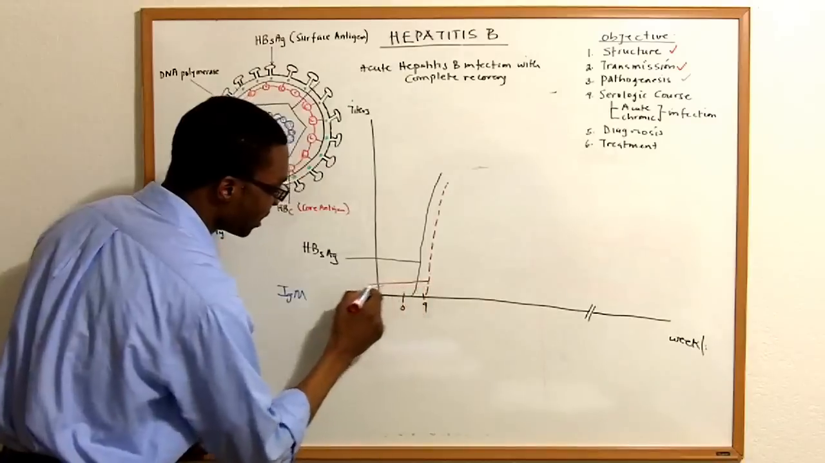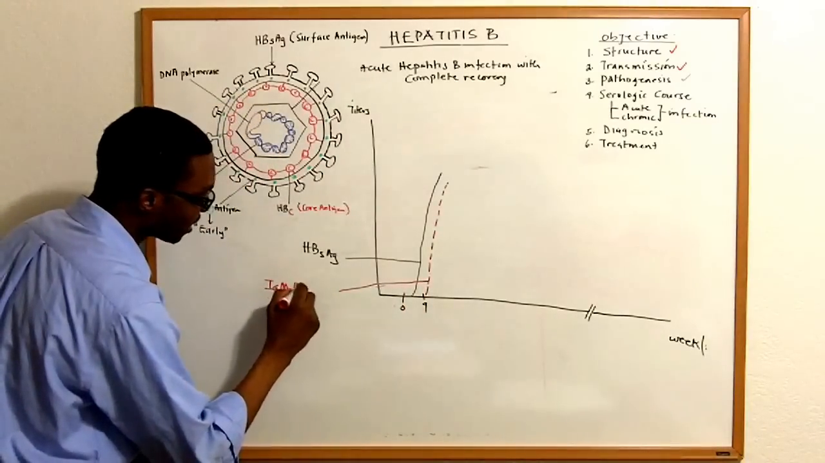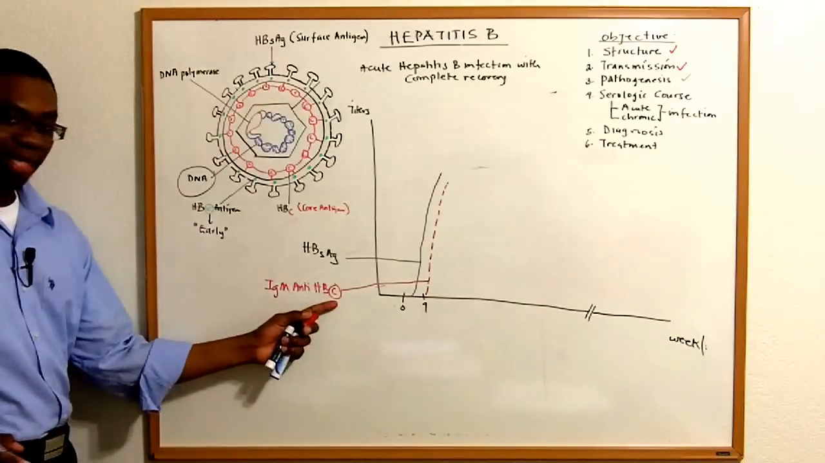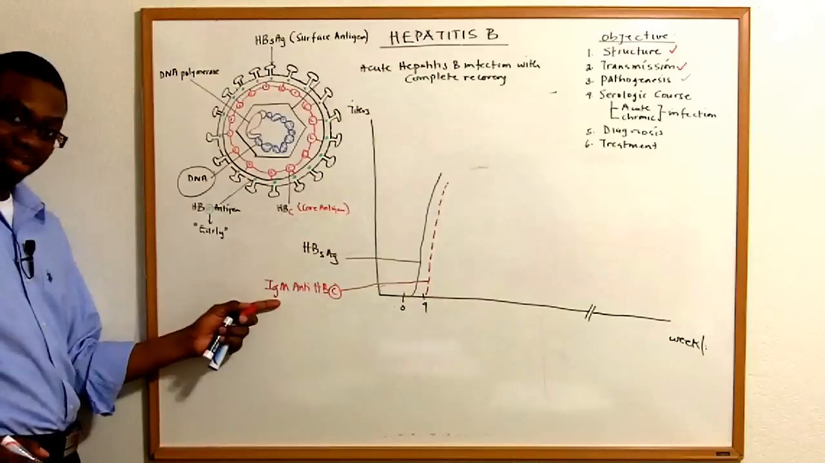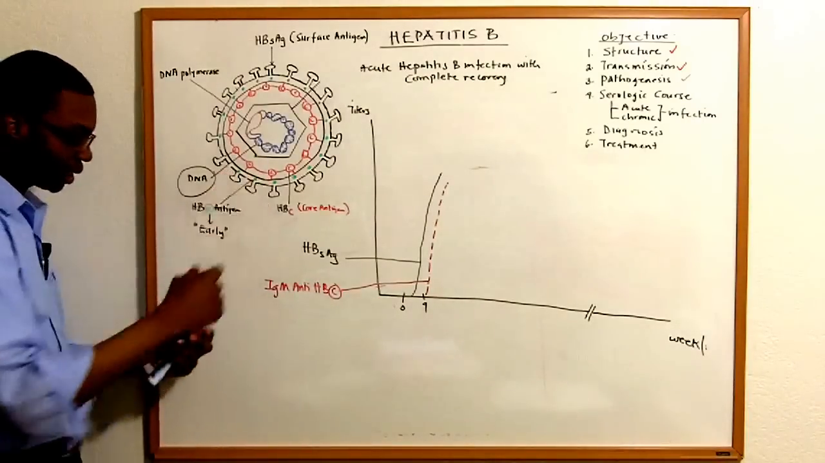So thus, immediately, IgM anti-hepatitis B core antigen antibody. That's the first antibody we're going to make right here against the core. Are you following? Good.